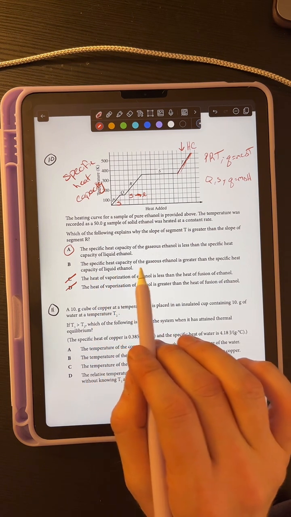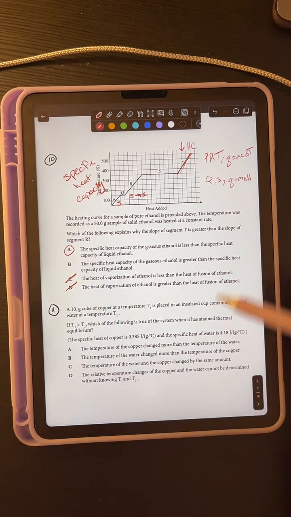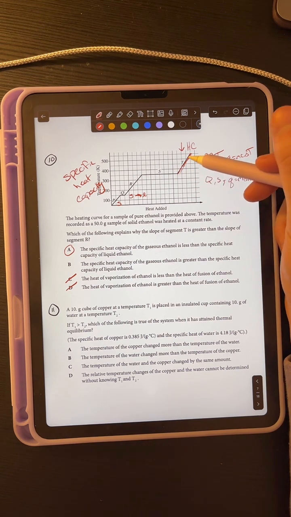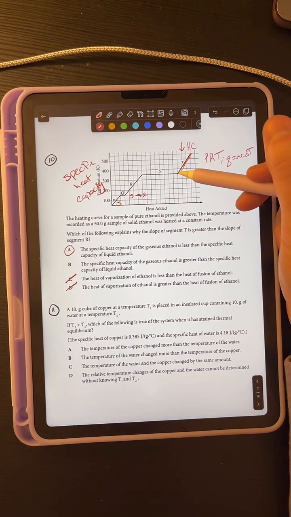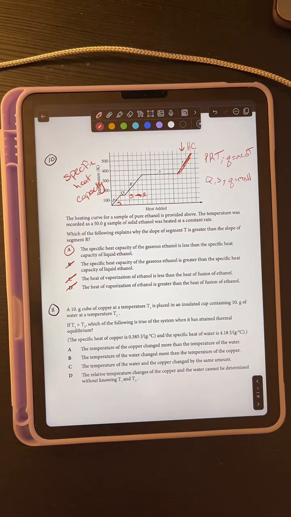The specific heat capacity of the gaseous ethanol is greater than the specific heat capacity of the liquid. So it's the opposite. Because the slope is greater, we know that it has a lower heat capacity than the liquid. So that is also incorrect.